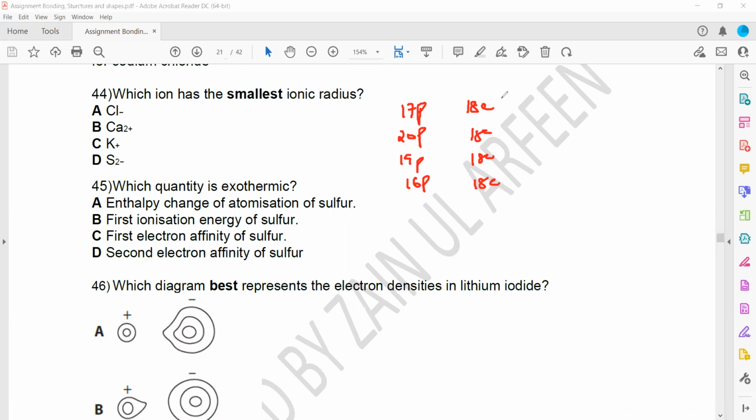So the smallest ionic radius is the one having greater attraction towards the nucleus. When we compare, in the case of calcium, there are 20 protons attracting 18 electrons, so there is greater attraction. That's why the calcium ion will be the smallest. And it will be largest for sulfur, which has 16 protons and 18 electrons. So few protons compared to electrons, a greater difference. That's why it will be the largest. So the question is, which has the smallest ionic radius? That's calcium, so B will be the right answer.